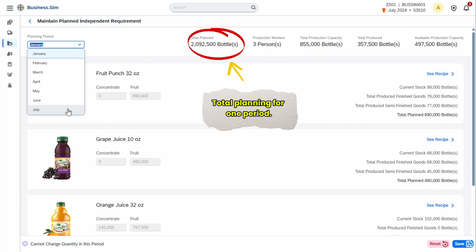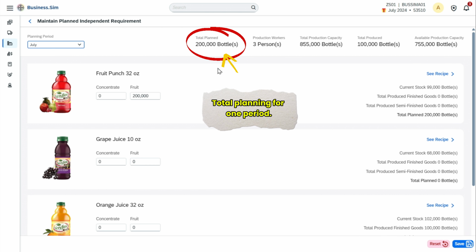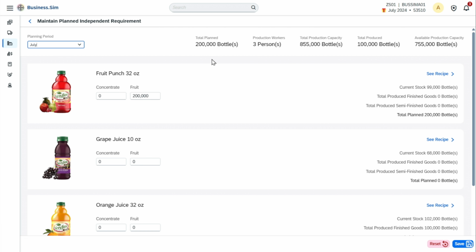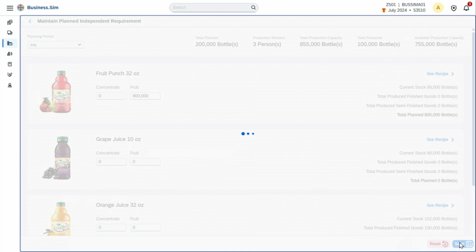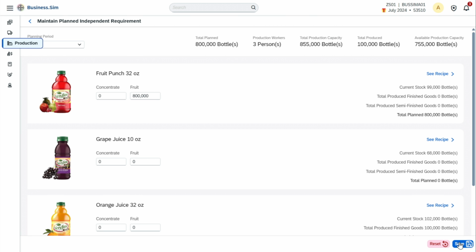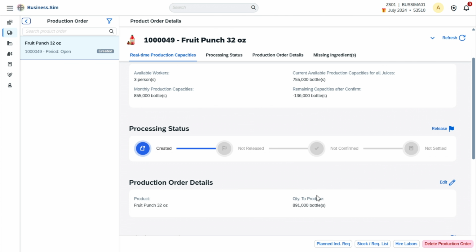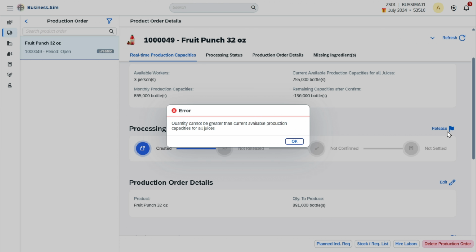There is information on the total plans that we have made during one period. You can plan without any limitations. You can fill in the plans exceeding the production capacity. However, when your total planning exceeds the production capacity, the process will stop when you are about to confirm your production order.